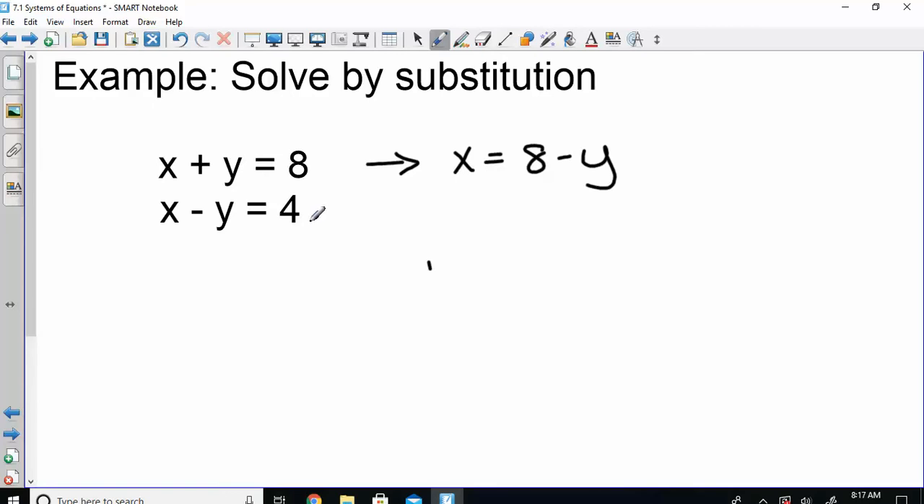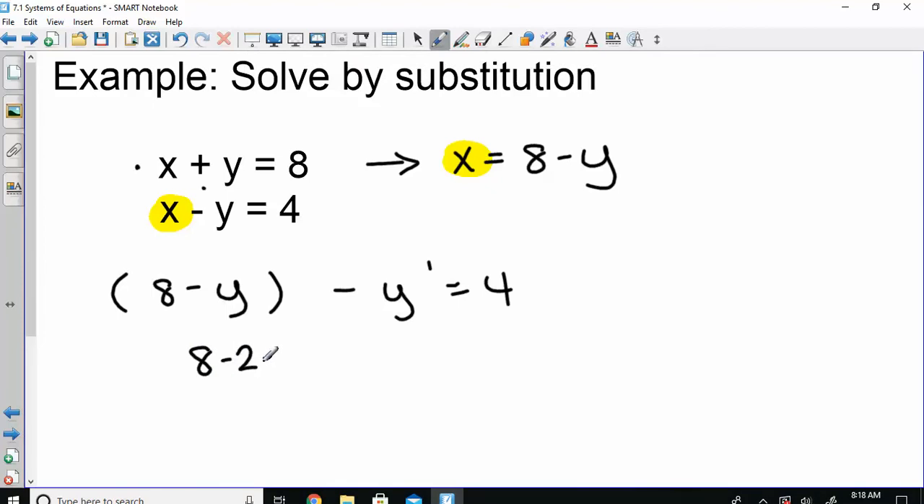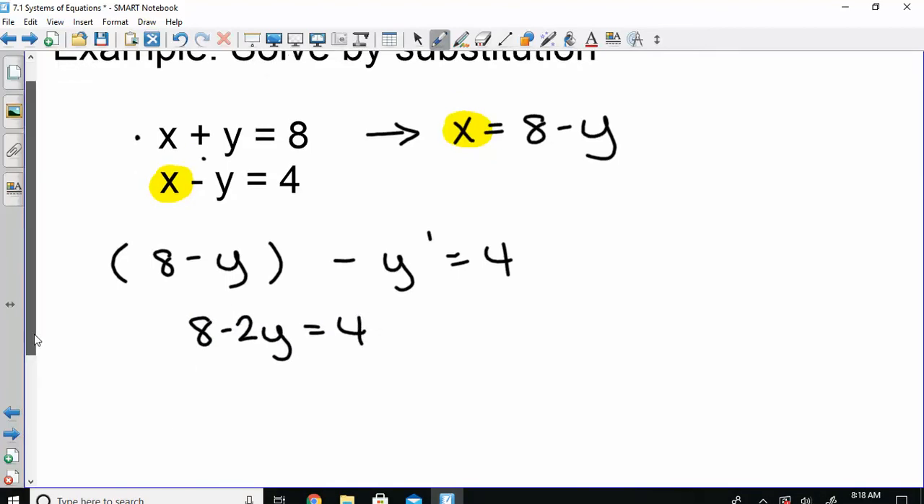Then you have to substitute it into the other equation. So we got that from the first one, so now I'm going to use my second one, and I replace my x with 8 minus y. So I took the first equation and solved for one of the variables. And then I replaced the x with that in the second equation. Then this is something we can solve. Add like terms, so you get 8 minus 2y equals 4. You subtract your 8, divide by -2, your y is 2.